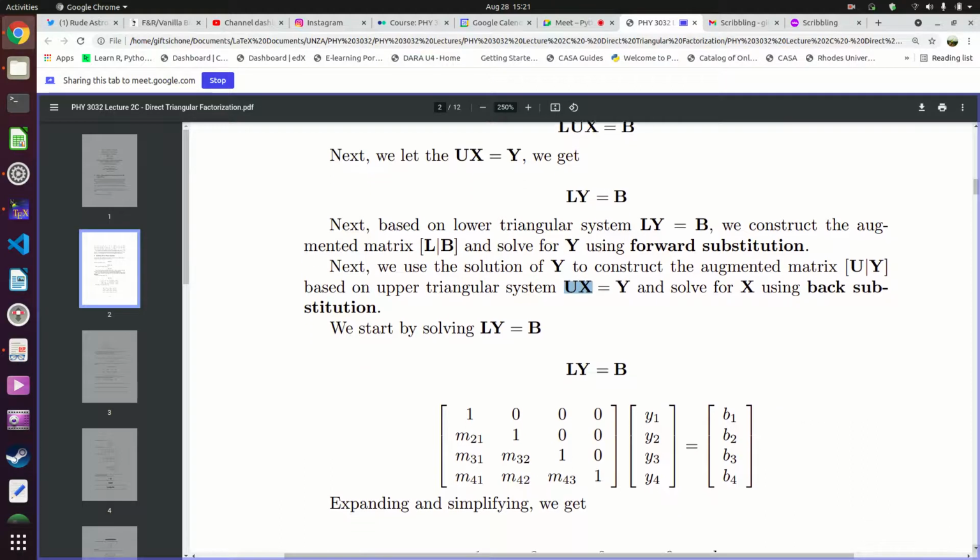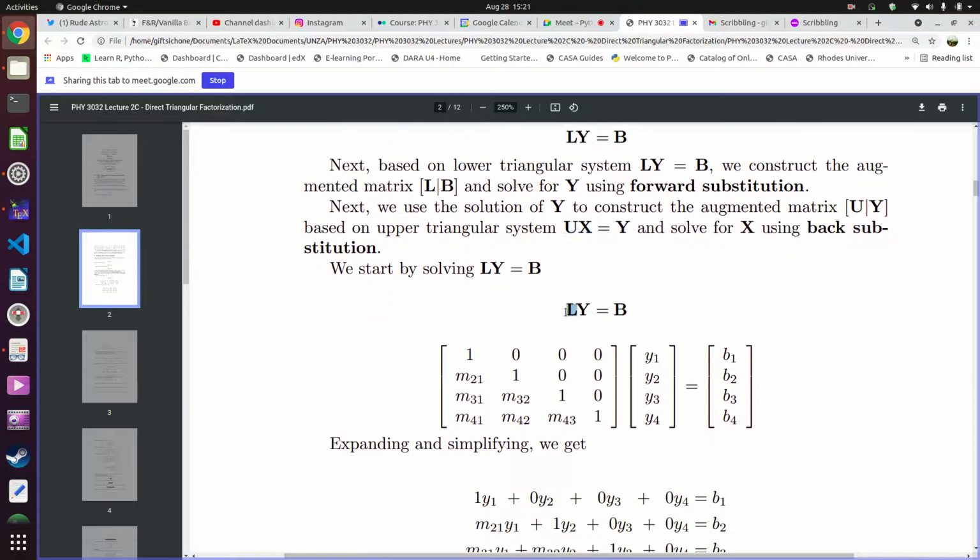So in this particular case, our L is our lower triangular system. Our Ly is equal to b. So our L lower triangular system is 1, then we've got 0, 0, 0. Then the diagonal elements are 1s. Under here we've got m21, m31, m41, then m32, m42, m43. So these are your diagonal elements in this particular case. Then this is your lower triangular system, n by n.